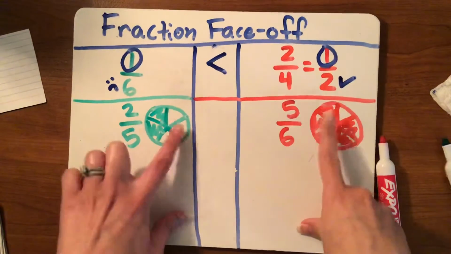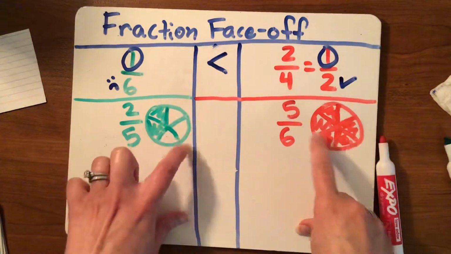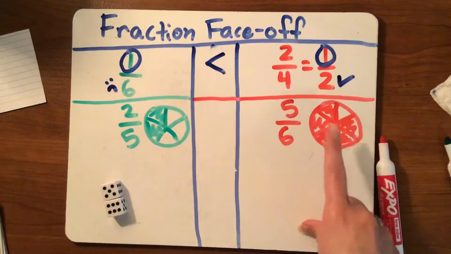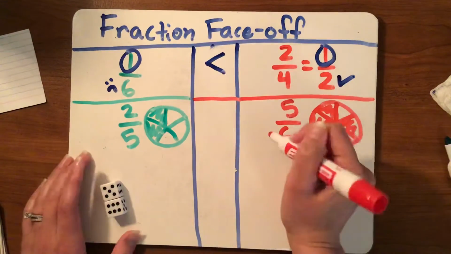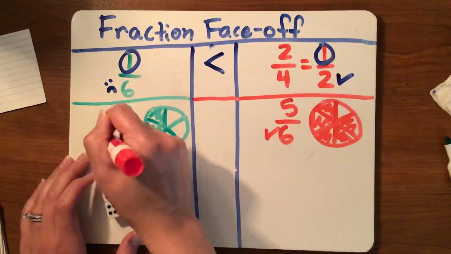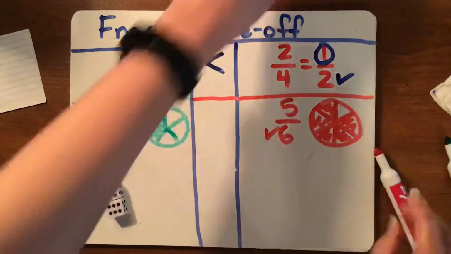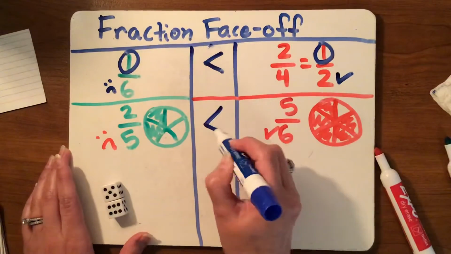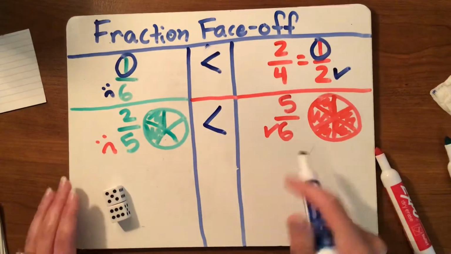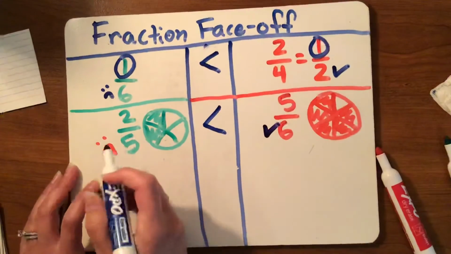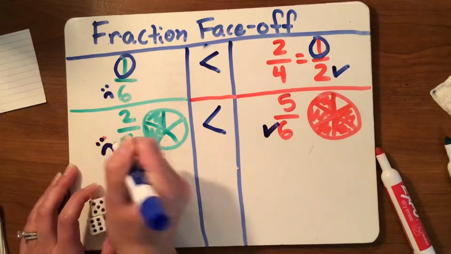Which one has more of the pieces of the whole shaded? That would be 5/6. So 5/6 would be bigger than 2/5. 2/5 is less than 5/6. So far, this player 2 is winning the game.